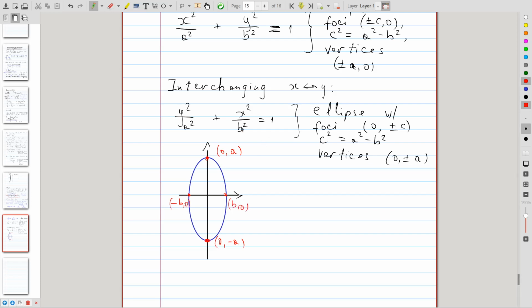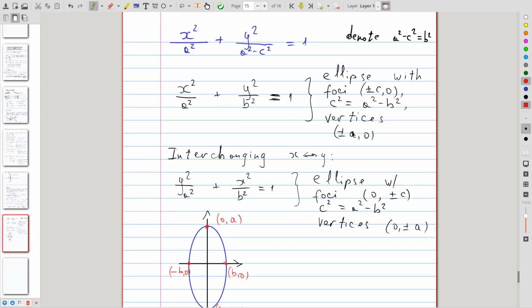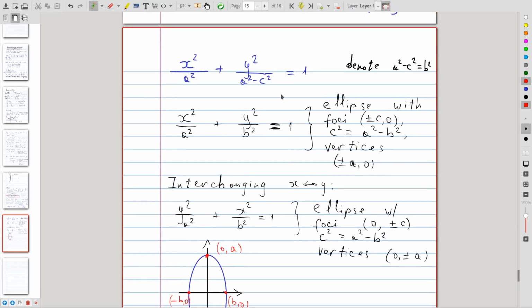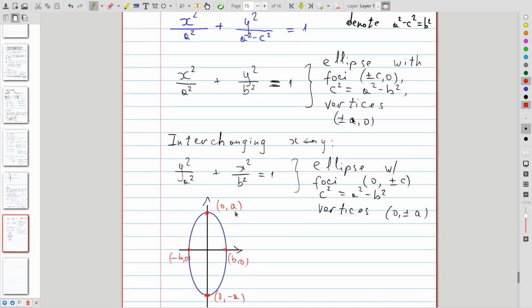So that's easy to check. You just need to plug in 0 for y, which gives that x is equal to plus minus b, which is indeed what these 2 points are. So for the first situation, for the horizontal orientation of the ellipse, the longer axis is horizontal. In this case, for the vertical orientation, the longer axis is vertical. But in both cases, the quantities a and b determine the positions of the intercepts.